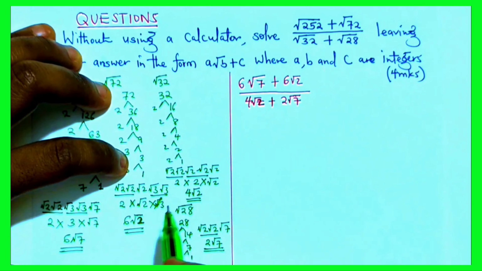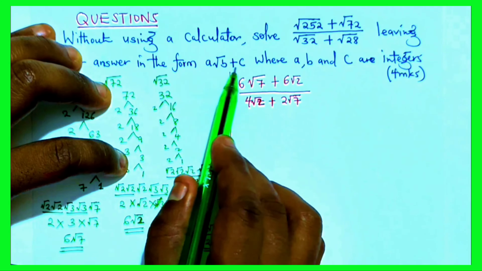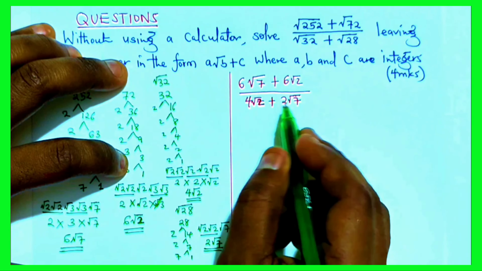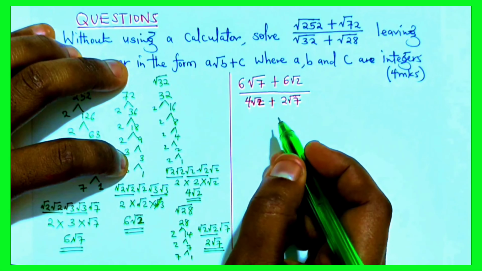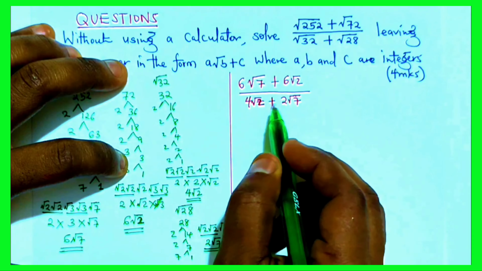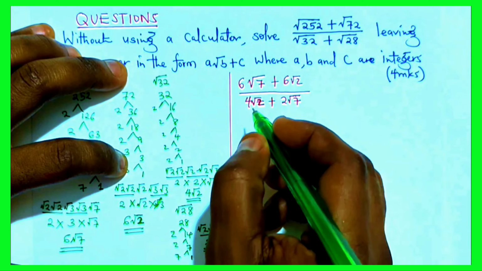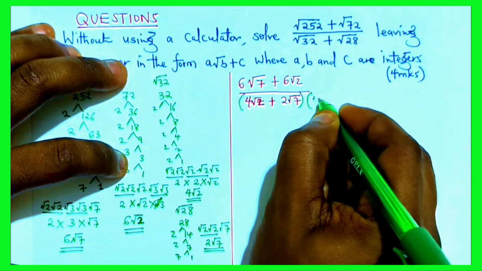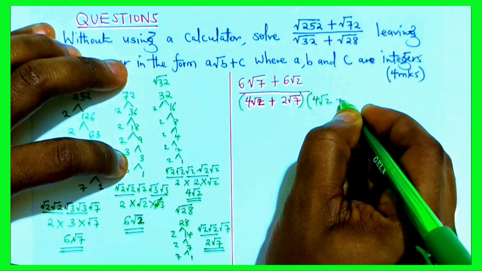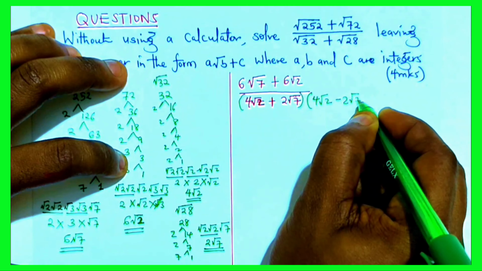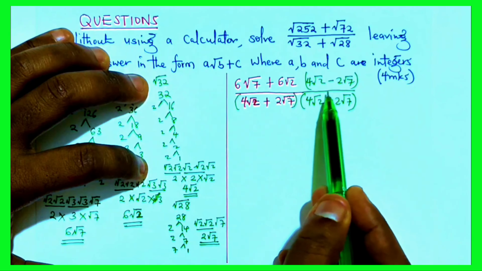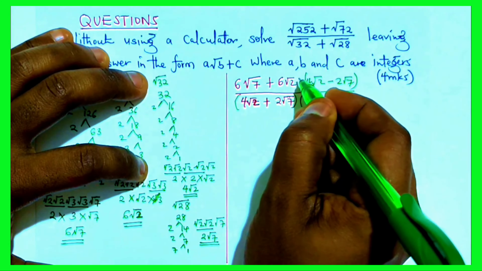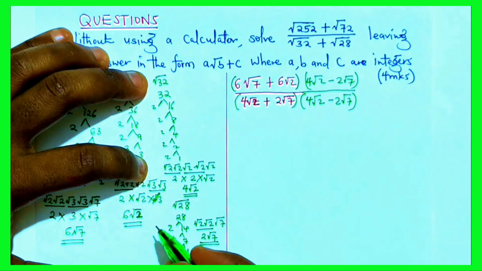So let's now consider the solution so that in the end we leave it in this form. So we are going to consider the solution here by considering the conjugate of the denominator. That means we are rationalizing the denominator, and we said we are going to consider difference of two squares. So for this expression here, its conjugate should be 4 root 2 subtract 2 root 7. And whatever you multiply on the denominator, you should also multiply on the numerator. So let's consider now the multiplication here.